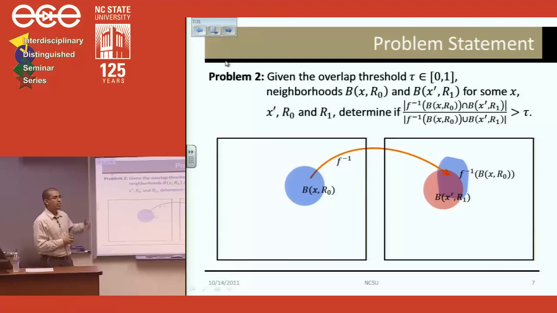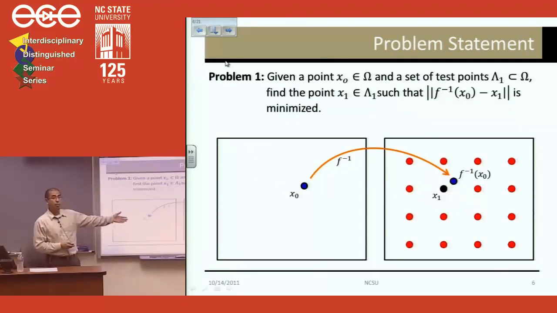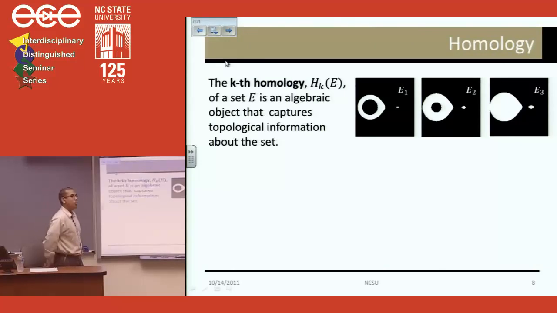Okay, so those are the main two problems. We're trying to find what I'm going to call the closest matching point in here, and then we're going to try to figure out the overlap between two different regions. Okay, so now how are we going to do that? One of the motivating factors is that there are a lot of very interesting concepts from algebraic topology that can be used to characterize spaces or sets in general, irrelevant of what kind of deformation is taking place.